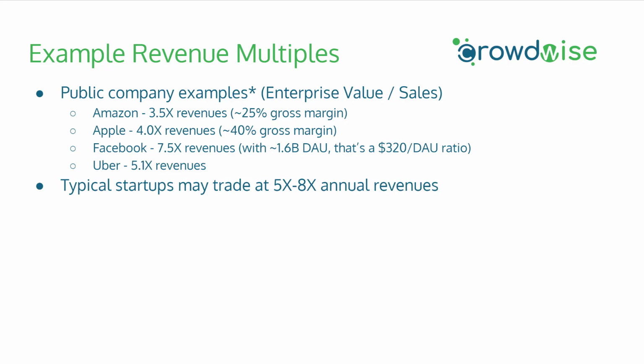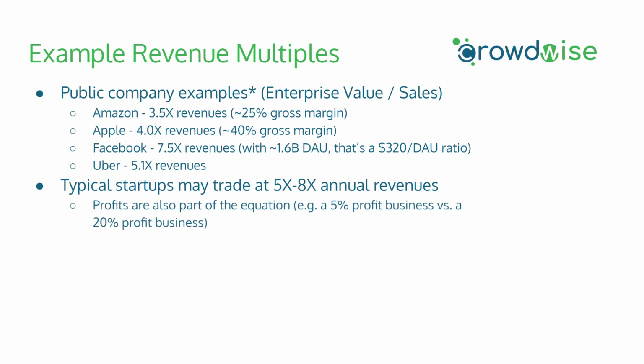Now, typically startups may trade at 2x, 5x, even up to 8x annual revenues on average. However, you got to remember that profits, as we mentioned, are part of the equation. So if a business has 5% profits versus another business with 20% profits, all else being equal, the more highly profitable business will be trading at a higher annual revenue multiple. Now, SaaS startups, because they're very popular with investors and have lower capital requirements, may be even trading at higher multiples, such as 8x to 15x revenues. This is because, typically, it's less money and capital to scale a SaaS startup versus something that might be a hardware business.